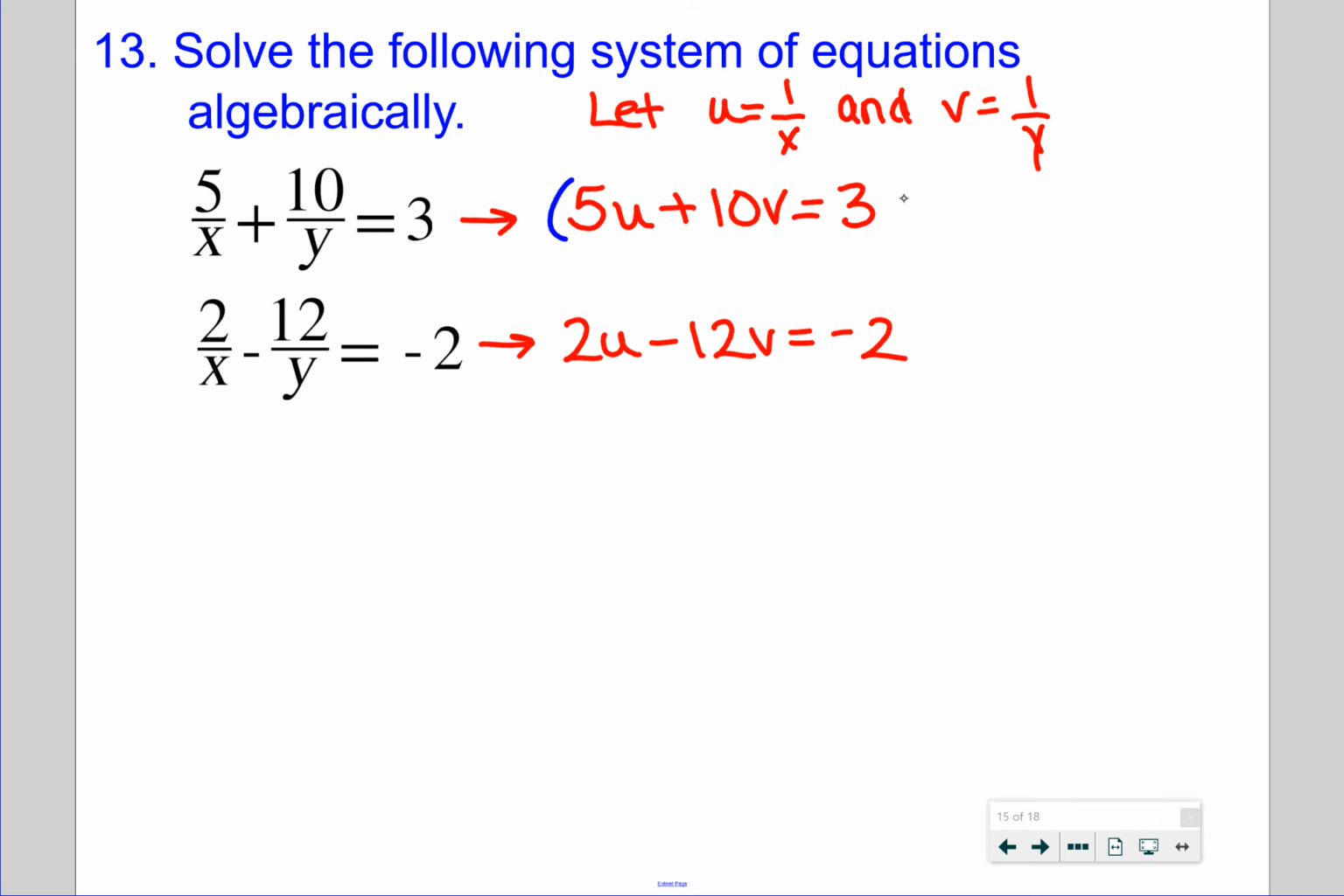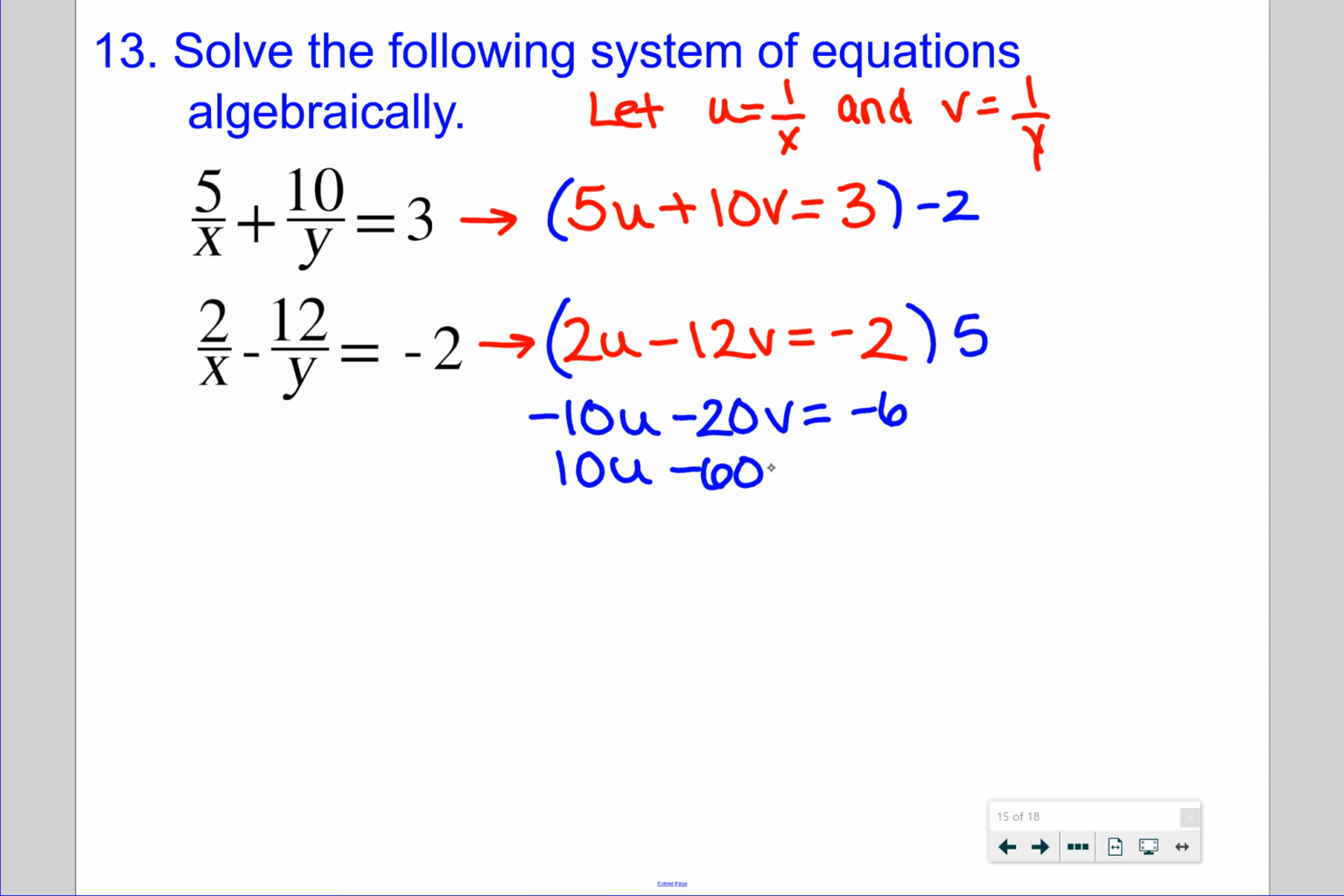I'm going to multiply my top equation by negative 2 and my bottom equation by 5 to get my u's to cancel. That's going to give me a negative 10u minus 20v equals negative 6. And on the bottom, I'll have a 10u minus 60v equals negative 10. Add my equations together, the u's cancel. I have negative 80v equals negative 16.